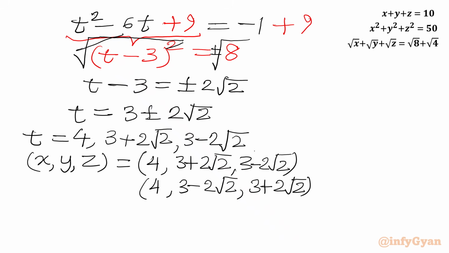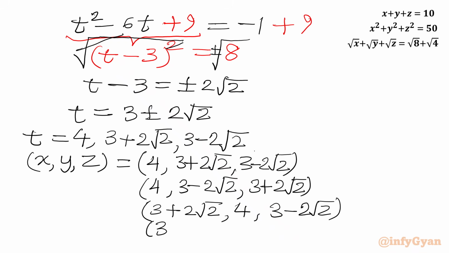Now we will change the position of 4. So here we can begin with 3 plus 2 root 2. Then we'll write 4. Then we can have 3 minus 2 root 2. This is ordered triplet number 3. Now we'll write 3 minus 2 root 2 here. We have 4 here and we'll write 3 plus 2 root 2 over here.